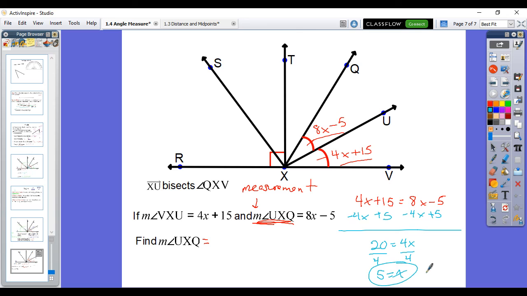Now, is that the answer? No, that's an answer, but the question is, what is the measurement of this angle, UXQ? Well, let's put a 5 right there in place of x. We end up getting 8 times 5 minus 5. So 8 times 5 is 40, minus 5 gives us 35 degrees.